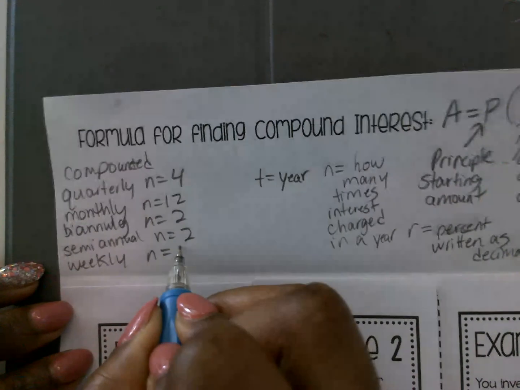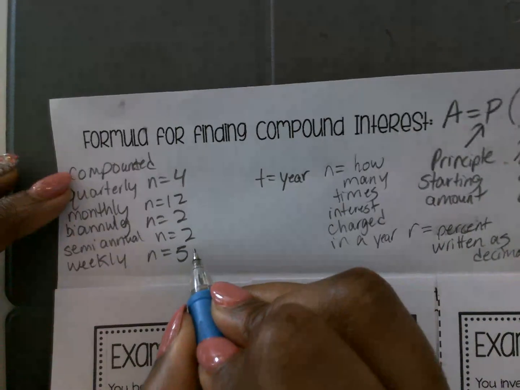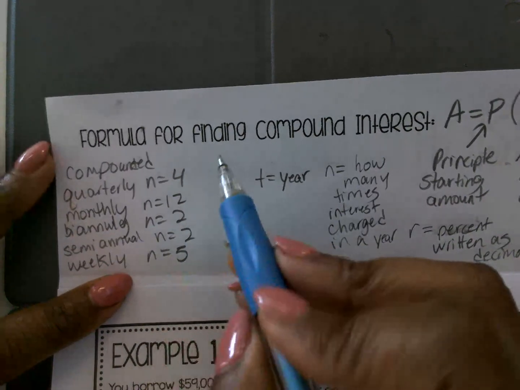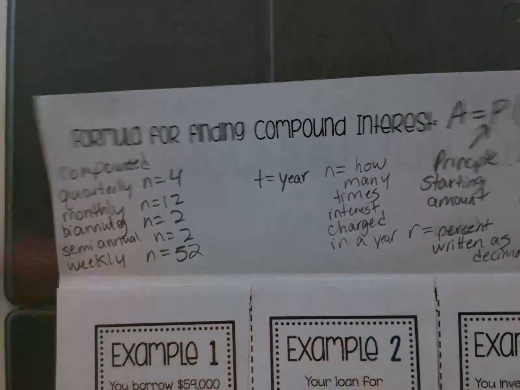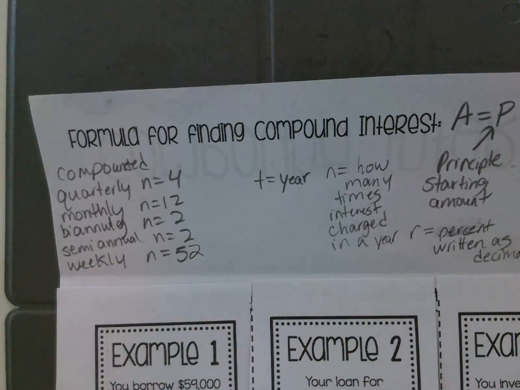52. When you get a loan, please make sure that you check how often your interest is being charged. Most of the time, if it's a credit card, it's monthly. That's why people owe so much money, because that interest keeps occurring every single month.